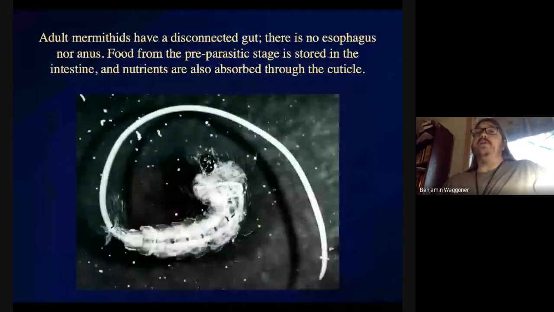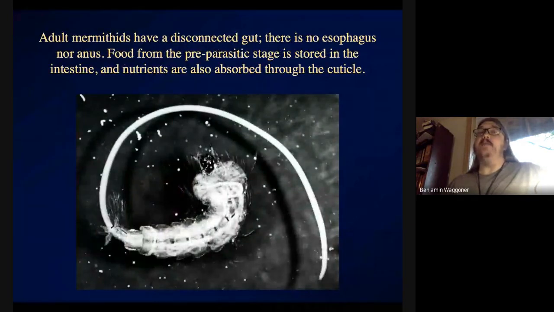They don't actually feed as adults. The gut, in fact, is disconnected. There's no esophagus, there's no anus, there's kind of a sac in the middle of the body, but it's not connected to the outside. While they are inside their host, they can absorb nutrients through the cuticle. They'll also store food from the pre-parasitic stages, but as adults, they don't feed.